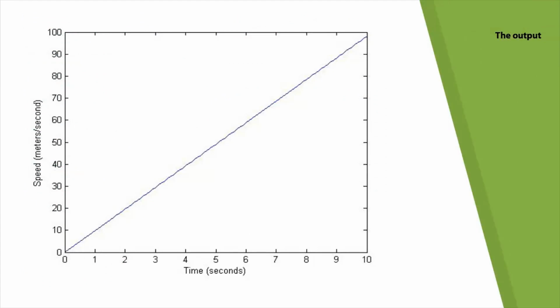As v = gt is a linear relationship, this is what you will see in the plot. It will be a straight line at 45 degrees between the time axis and the speed axis. So the speed will start from 0 at time 0, and it will reach 100 at time 10. So this is one of the basic ways we write programs in MATLAB.